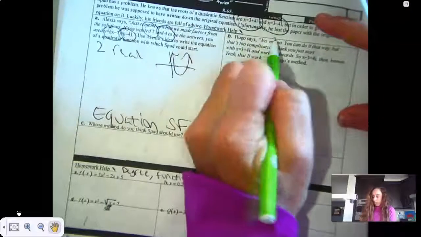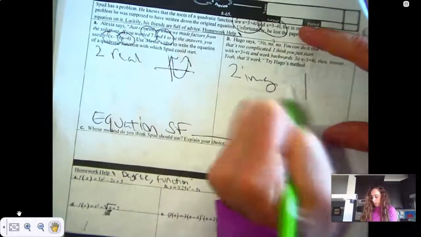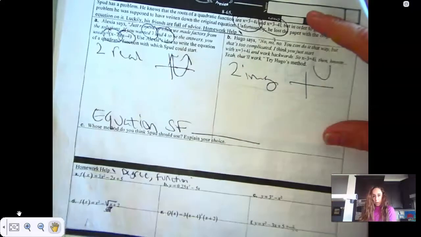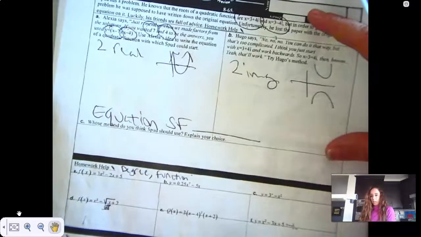How many roots does this have? 2. It's imaginary. So that means that it would be up here when you graphed it, or down here when you graphed it. It's not going to cross the x-axis.